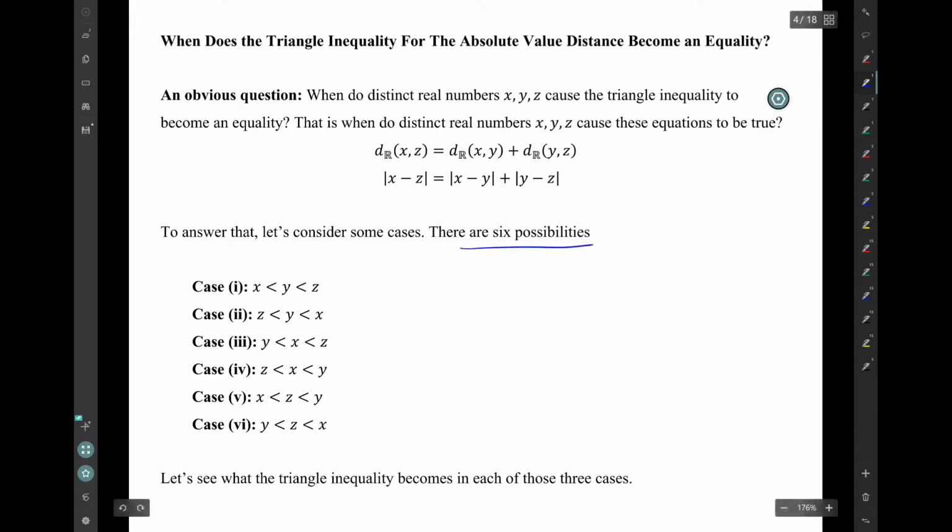There are 6 possibilities for the relationship between distinct real numbers x, y, and z. Here are the 6 cases. We could have x less than y less than z. We could have z less than y less than x. We could have y less than x less than z. We could have z less than x less than y, and so forth. Let's see what the triangle inequality becomes in each of those cases. This should say 6 cases.